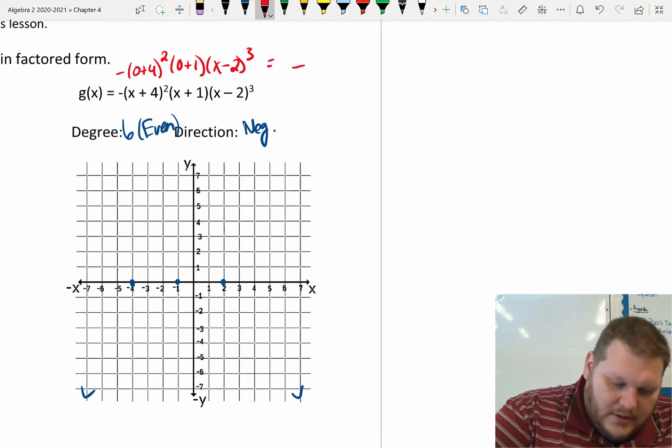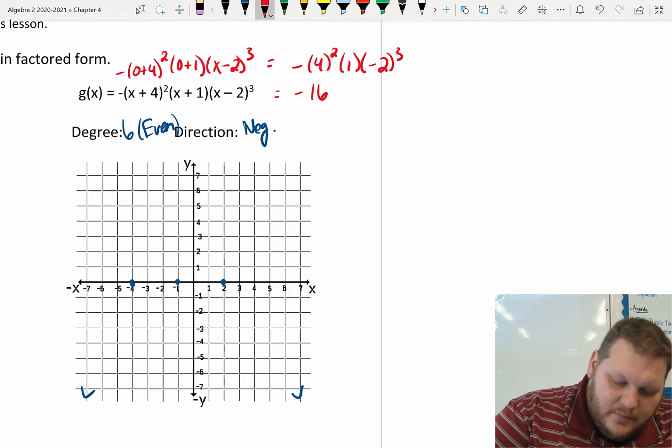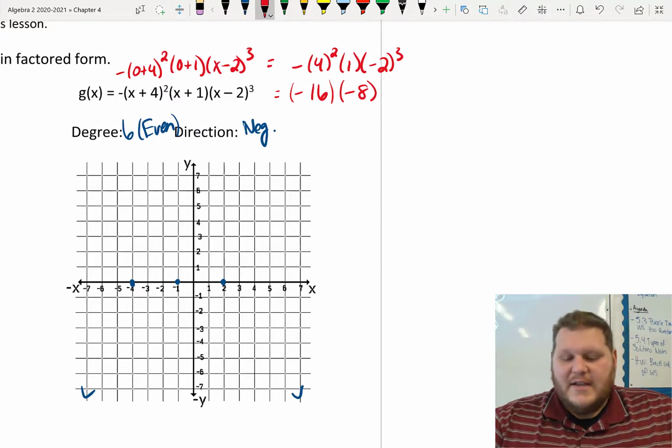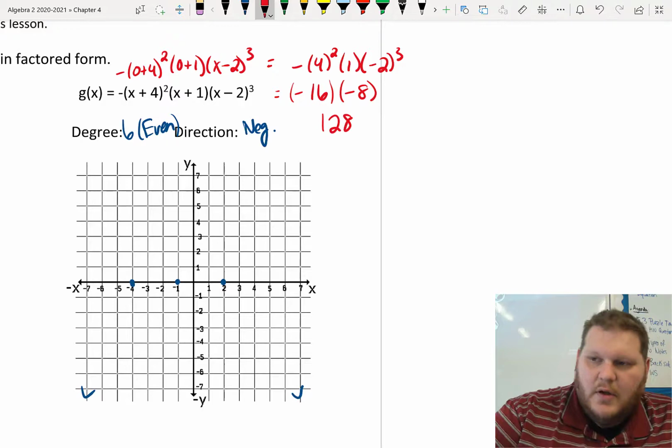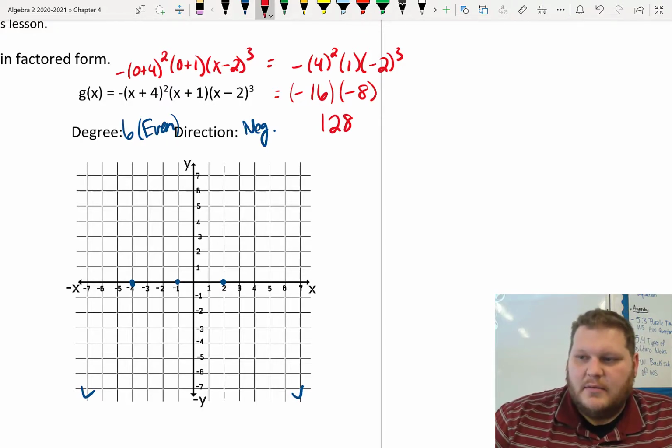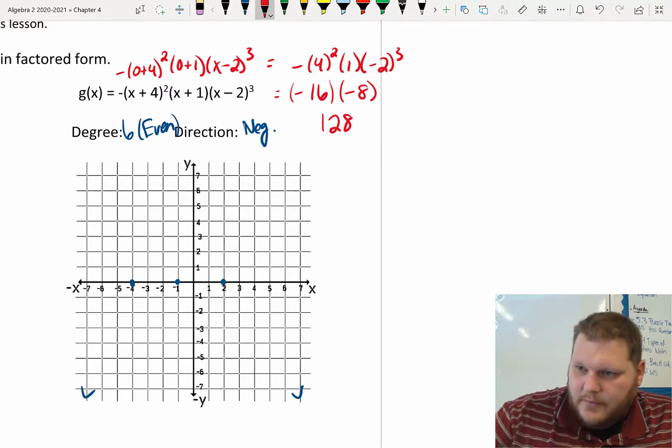Well, negative 4 squared times 1 times negative 2 to the third power. Well, that's negative 16 times negative 8, because negative 2 to the third is negative 8. So that ends up being a positive 128. Oofda.